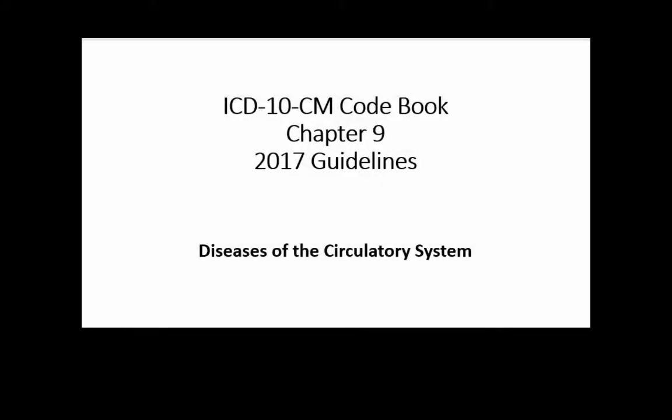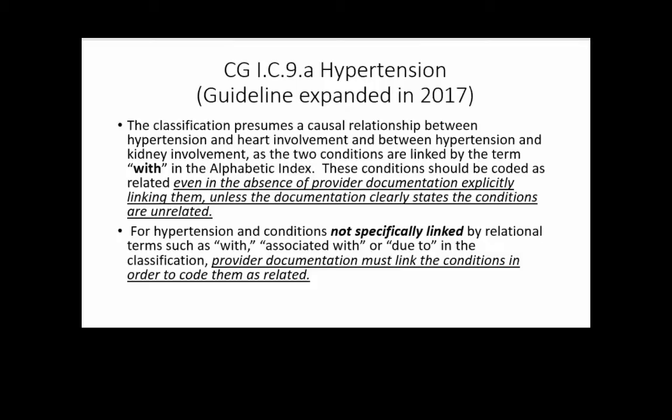Today we're going to talk about the Chapter 9 guidelines for 2017. These are diseases of the circulatory system, and there are not a lot of changes, one primary one which we'll talk about towards the end of the podcast. The one thing that changed was more of a clarification when the term "with" is used in the alphabetic index.